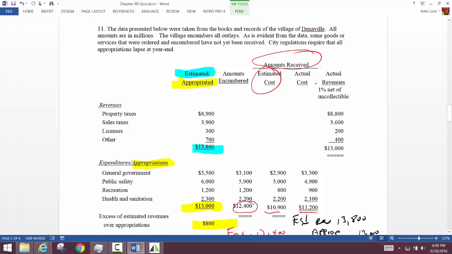So debit what? Budgetary control? For the 10,900? The estimated amount, okay. 10,900. And credit what? Credit the encumbrance, good, for 10,900, right?